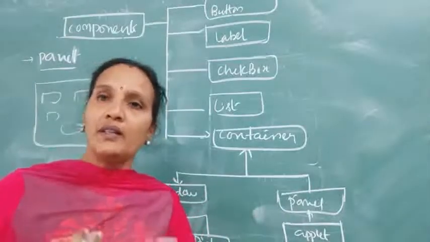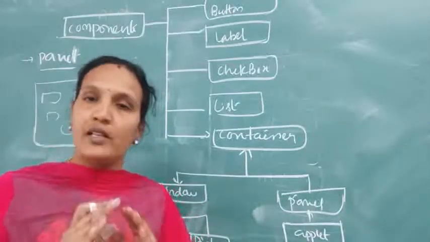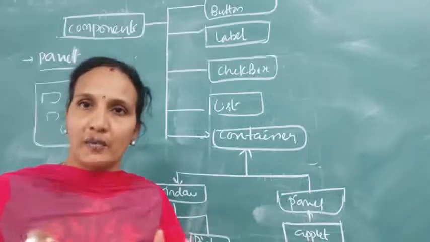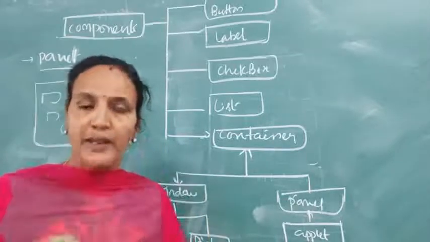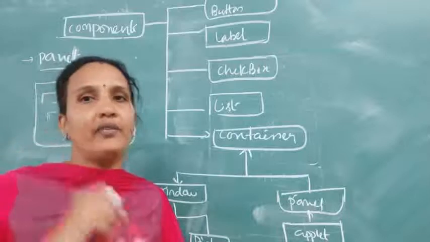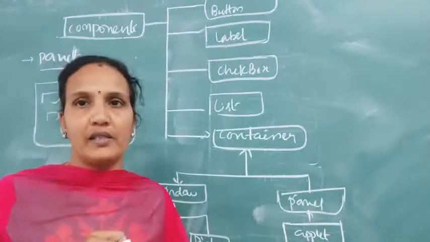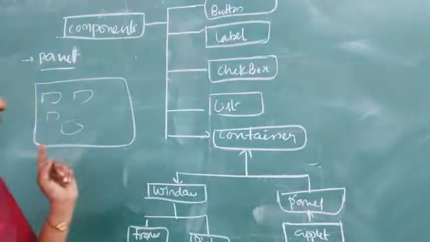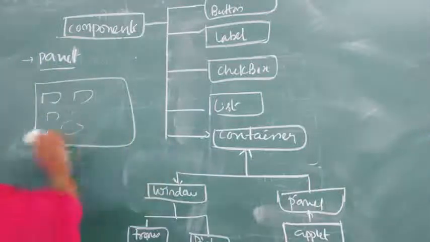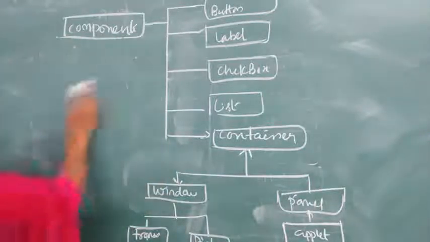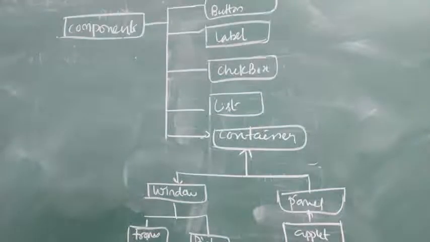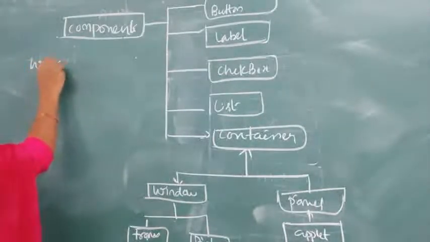But the only thing is, in this component there is no title bar, there is no address bar, nothing. Only the plain area you will get. On that area we can add our components. So this is a panel. Okay, the next one is the window.